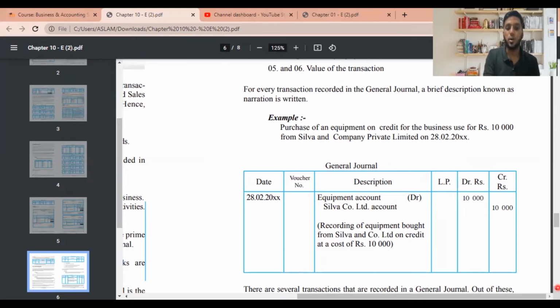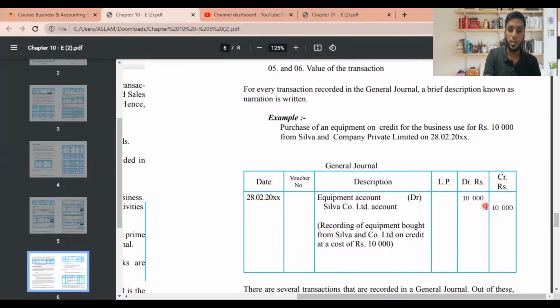You might see on the general journal they have given a date and description: equipment account, Silva and Company Limited account. They have given purchase of equipment on credit for business use for 10,000 from Silva and Company Private Limited on 28th February 2000. So they are buying equipment, and equipment is a non-current asset, so the equipment account will become debit. And as they are buying it on credit from Silva and Company Private Limited, that account will become credit. So they have taken the correct double entry here. They forgot to write credit.